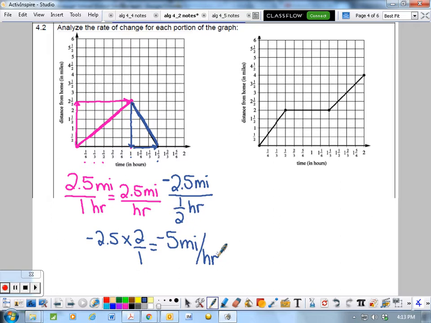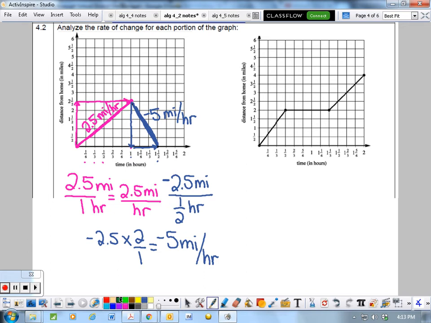And so that allows me to see that this blue part is much steeper. In fact, we're going much faster. We're going 5 miles per hour, whereas on the pink part, we are only going 2.5 miles per hour. And again, the sign was just telling us the direction.